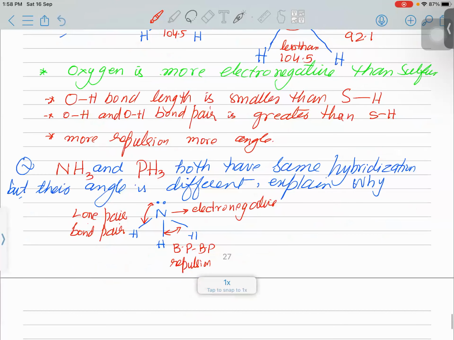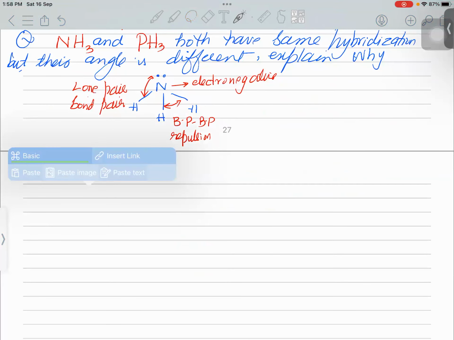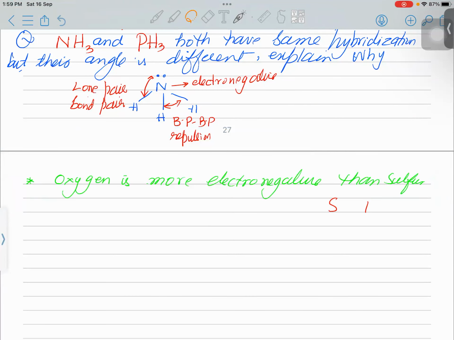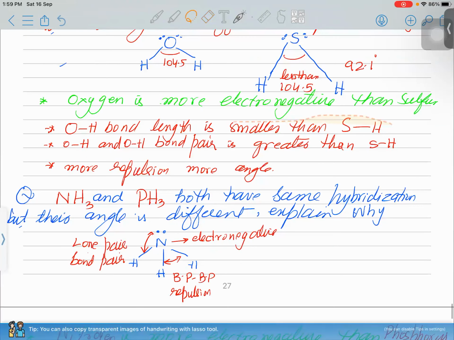So first point is nitrogen is more electronegative than phosphorus. Nitrogen is more electronegative than phosphorus. Next point.